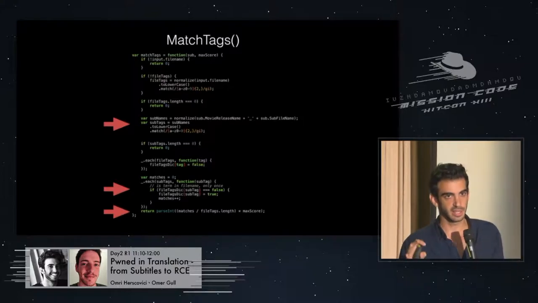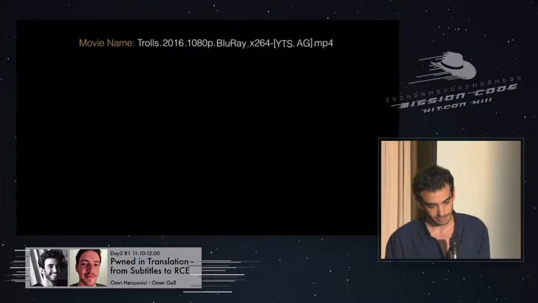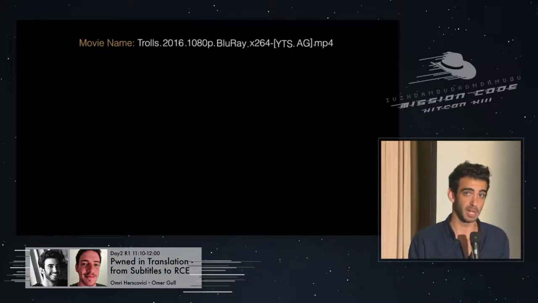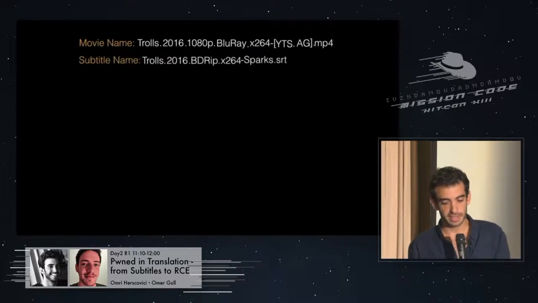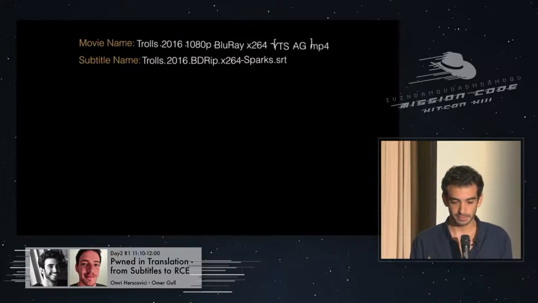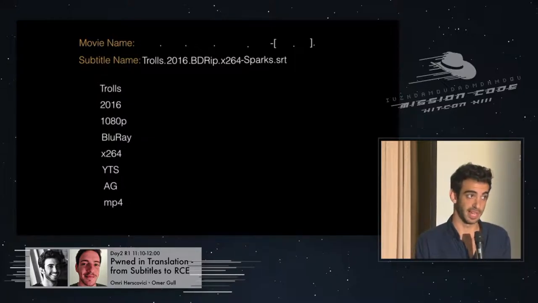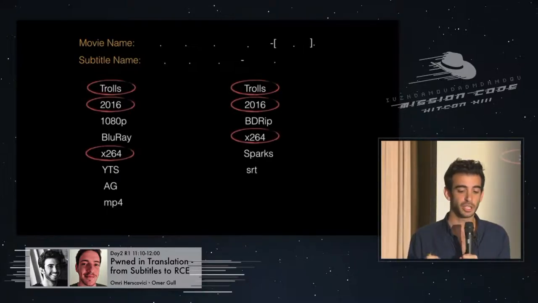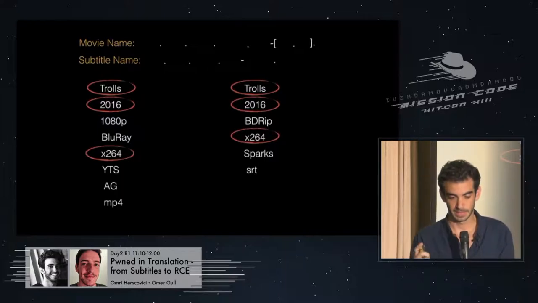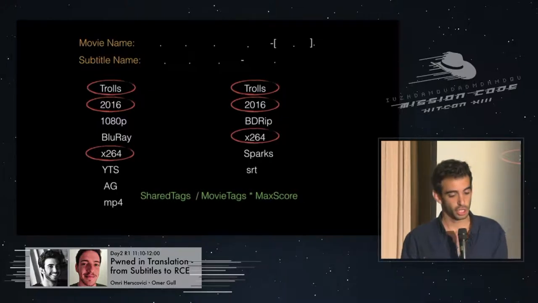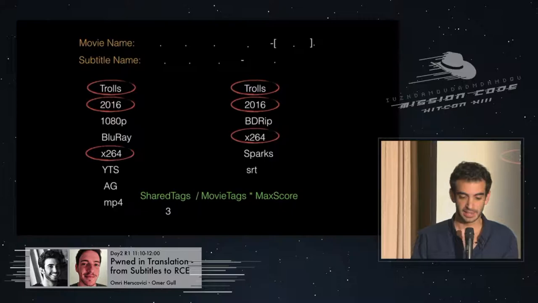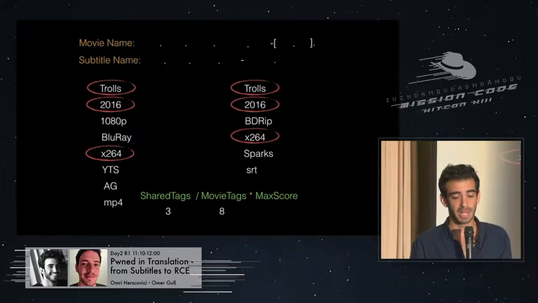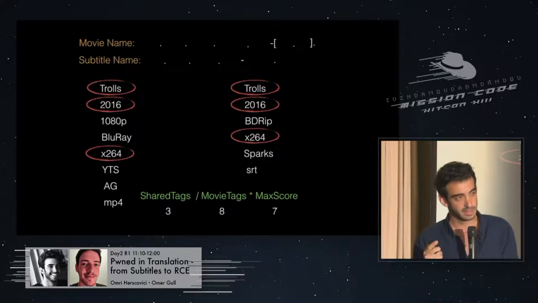Let's see a demonstration of how the function behaves. And let's assume this is the movie file name streamed by Popcorn Time. We can easily get that by using a sniffer. And this is the name of a candidate subtitle's file name. The code first splits the movie file name into tags, and then it splits the subtitle file name. The match tags function then checks how many shared tags they have, 3 in this case. The API then goes to its formula, which is shared tags, 3 as we just saw, divided by tags in the movie file name, 8, we see that on the left, multiplied by the max score, which is a constant number of 7. This gives us the final score of 2.